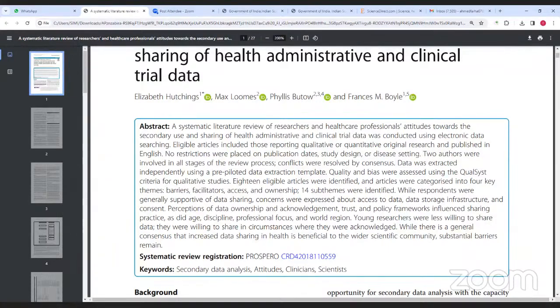Okay. So from them also, they collected the abstract or the research paper that is mentioned here.